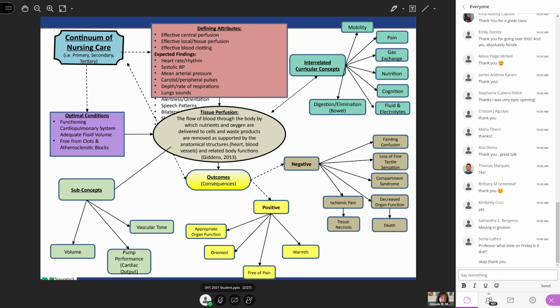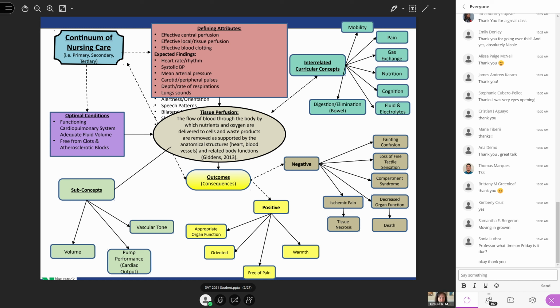So the outcomes can be negative or positive. A positive outcome is nice warmth to the perfused area, to your extremities. You can get nice warm hands, nice warm feet, free of pain, no pain. You're going to be oriented, because if you don't have oxygen flowing to your brain, you can start to become confused. You can also have appropriate organ function, so that if your kidneys are not getting the oxygen they need, and your whole body, all of your organs, will not function appropriately.